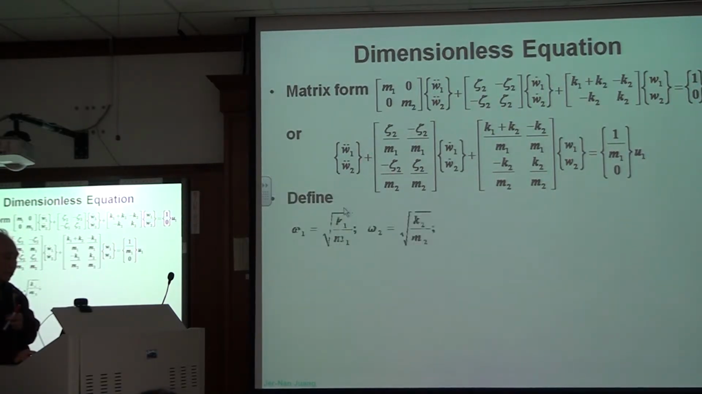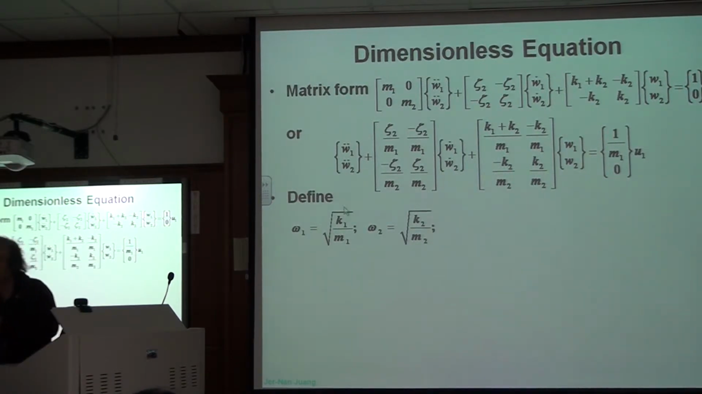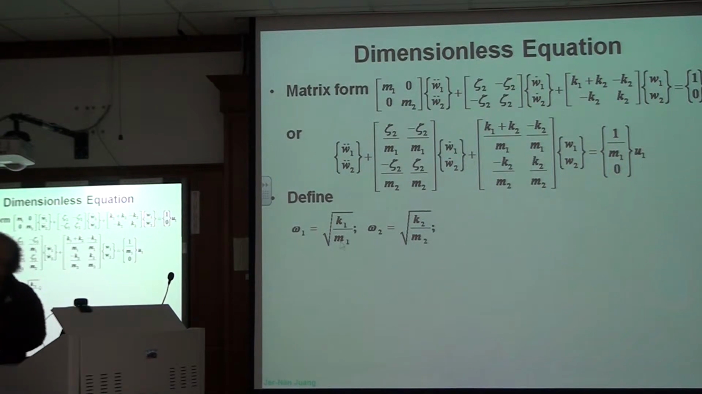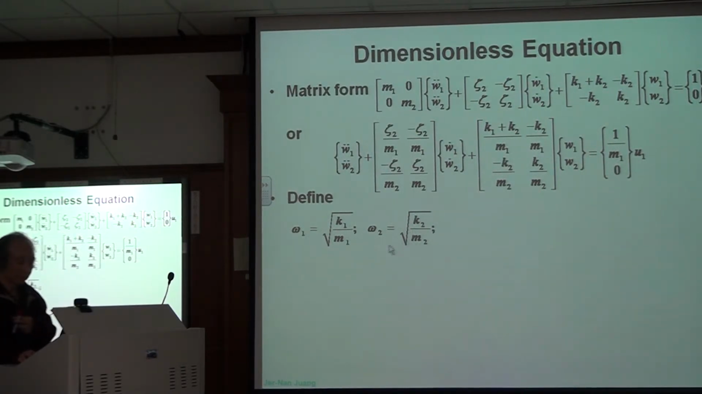All right, then we define, look at this, omega 1 equal to the square root of K1 divided by M1. That means this is the system frequency without the TMD. Now omega 2 equal to the square root of K2 over M2. That's the frequency for the TMD without the system. So we are looking at the frequencies for two physical systems: one is the physical system itself, and one is the TMD.